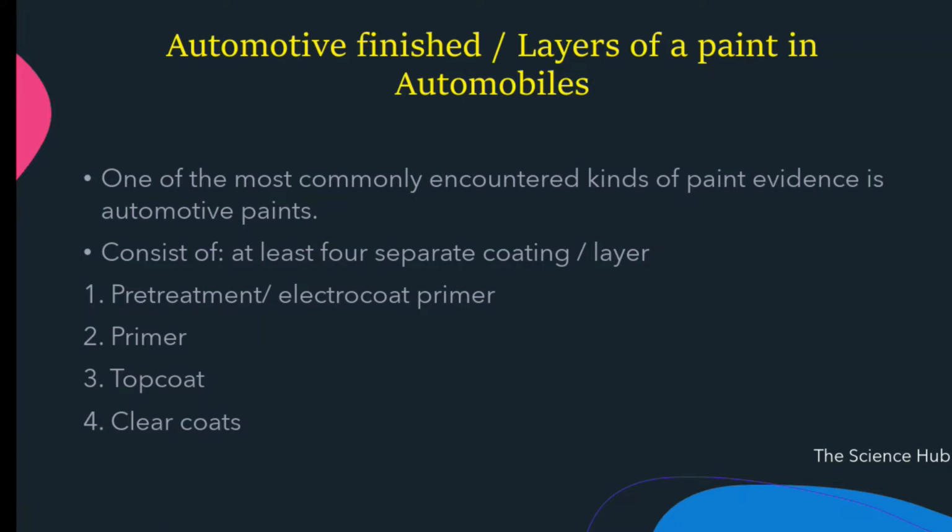From the forensic point of view, the most common evidence we get is automobile paint, or paint that is coated in different layers on automobiles. One of the most commonly encountered kinds of paint evidence is automotive paint, which consists of at least 4 layers or 4 separate coatings. The first is the pre-treatment or electrocoat, second primer, third the top coat and fourth clear coat.